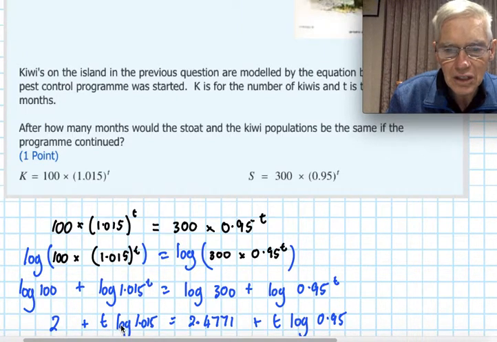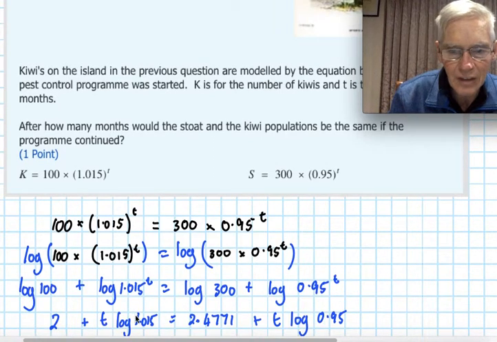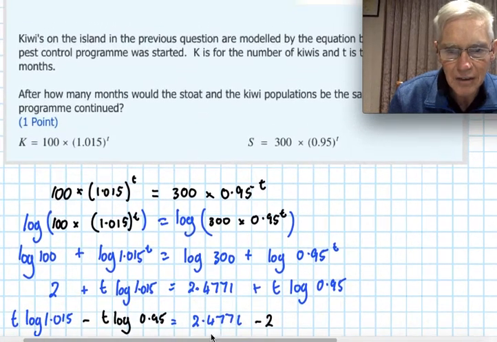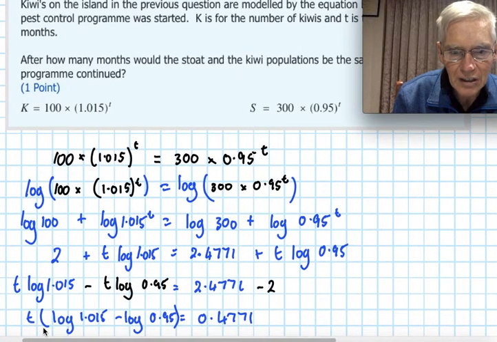Now I'm going to do change side, change sign. So I'm going to bring the log of 0.95 to the left. It's going to become negative. I'm going to take the 2 to the right, that becomes negative as well. The other two places stay the same, change side, change sign. Then I can factorize this one here with a factor of t. So I factorize t out of there, it gives me those two parts.